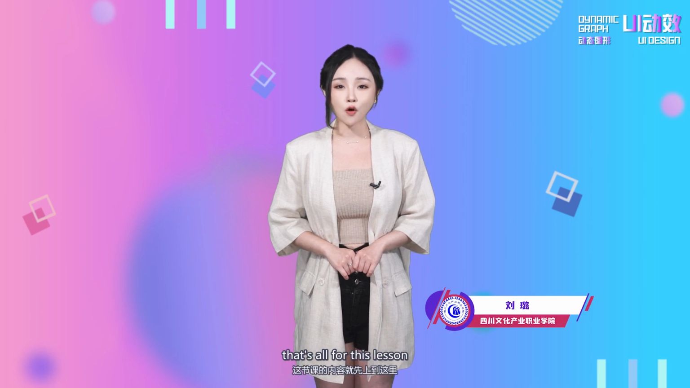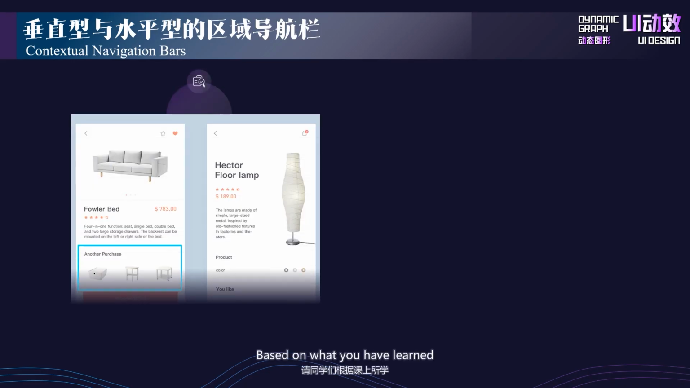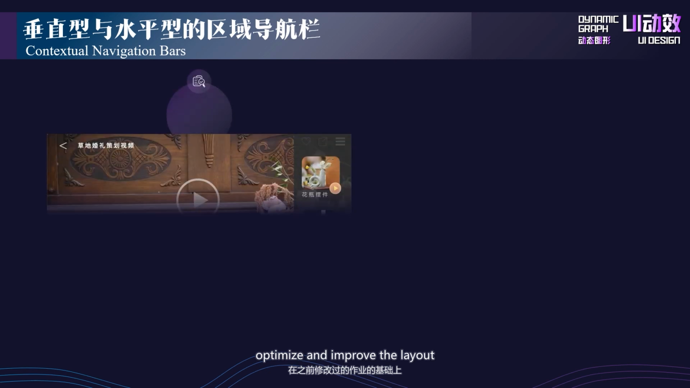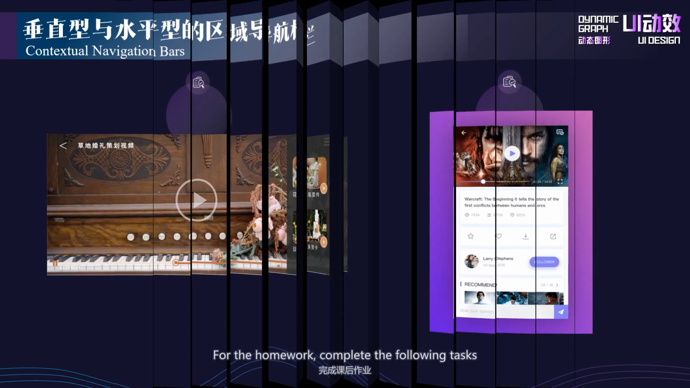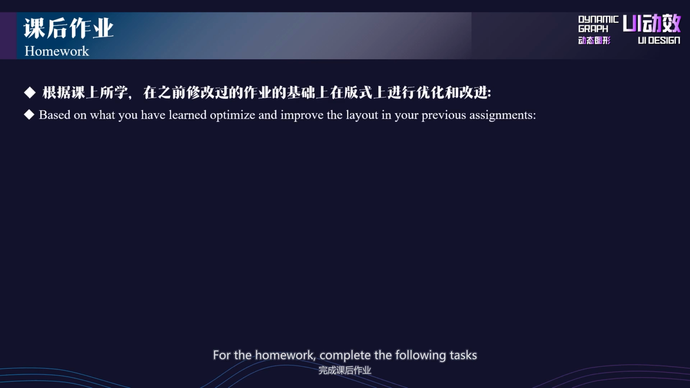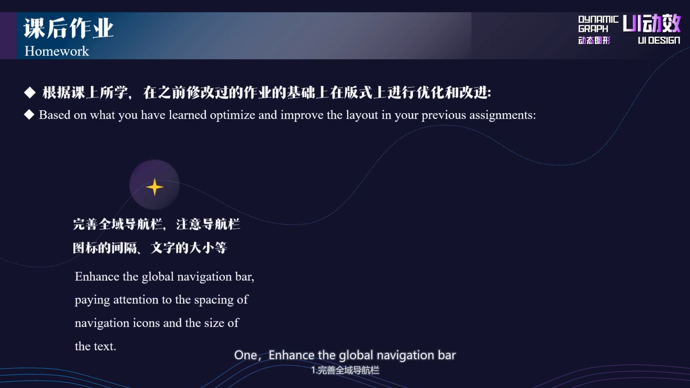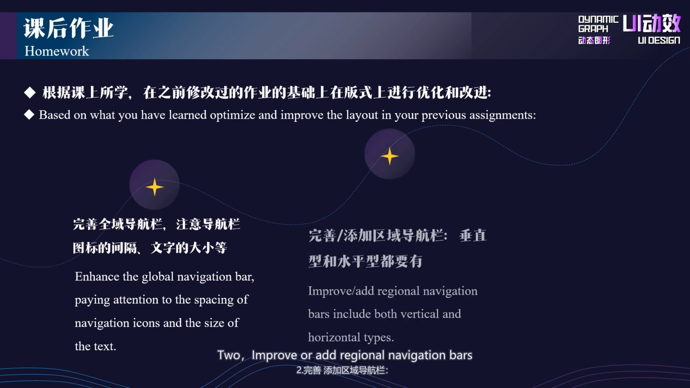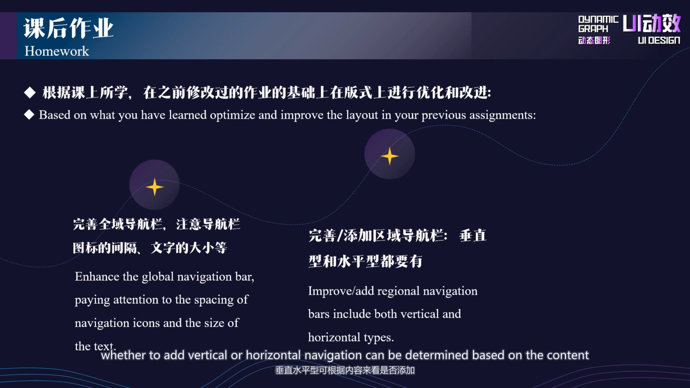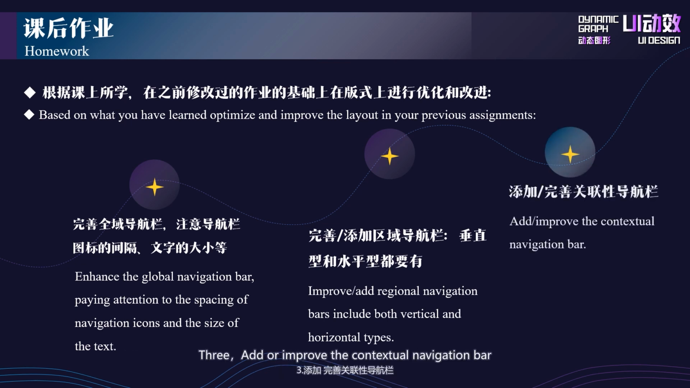Well, everybody, that's all for this lesson. Based on what you have learned, optimize and improve the layout in your previous assignments. For the homework, complete the following tasks. 1. Enhance the global navigation bar, paying attention to the spacing of navigation icons and the size of the text. 2. Improve or add regional navigation bars. Include both vertical and horizontal types. Whether to add vertical or horizontal navigation can be determined based on the content. 3. Add or improve the contextual navigation bar.